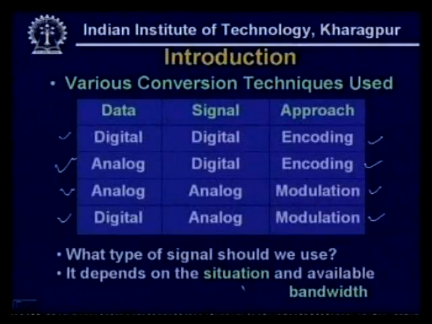On the other hand, an analog signal requires a band pass communication media or band pass channel, and most of the practical channels that we shall encounter are band pass in nature, as we shall see. So, it depends on the situation and the bandwidth available; we shall choose either digital signal or analog signal. In some situations, depending on the bandwidth available, we shall use digital signal, and in other situations, depending on the application and the bandwidth available, we shall go for analog signal. So, we shall use both.